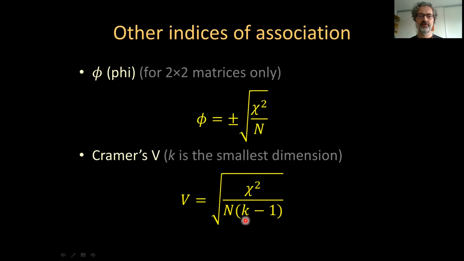K here refers to the smallest of the two dimensions. So the dimension or the variable with the fewest categories. So in the 2x2 case, K is equal to 2. 2 minus 1 is 1. So this goes away and you have the same formula, except that phi also takes a sign to indicate the direction.